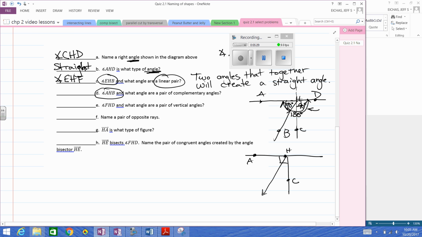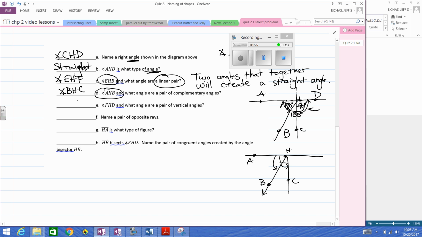Now if we throw an angle in there where we split those two angles, not necessarily evenly, we do have a pair of complementary angles. Complementaries add to 90. All right, so we already saw angle AHB. The other angle is the rest of the 90, which looks like angle BHC.